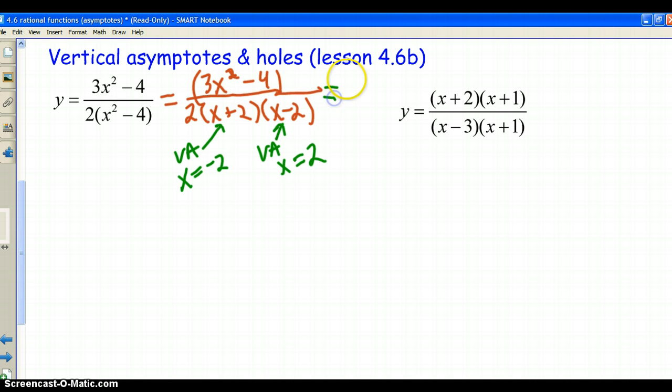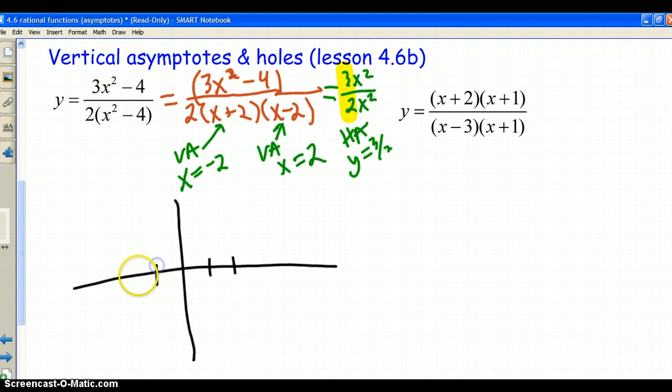Looking at the end behavior, you can see the first term is 3x squared. In the denominator, the first term would be 2 times x, which is 2x squared. Just looking at the coefficients of those two, you can see that the horizontal asymptote is at 3/2, or actually I should say the equation y equals 3/2. So you make your graph.